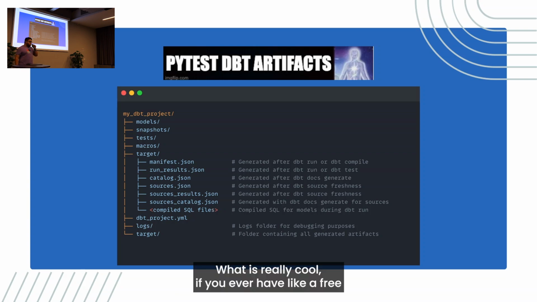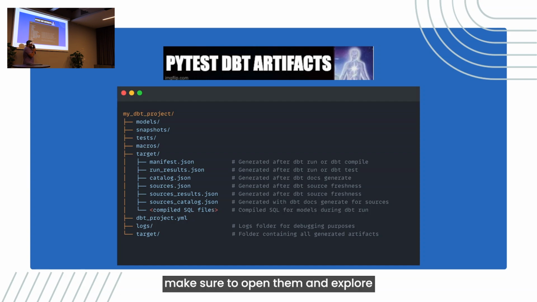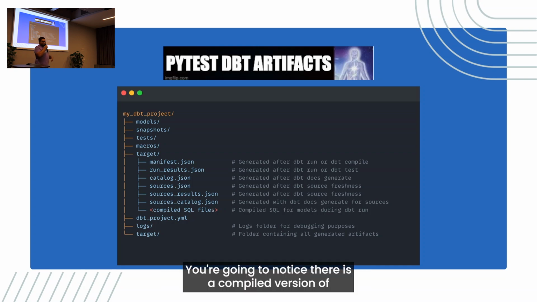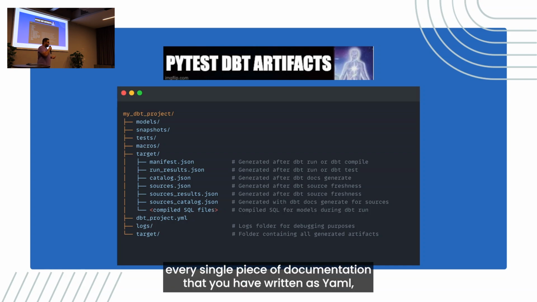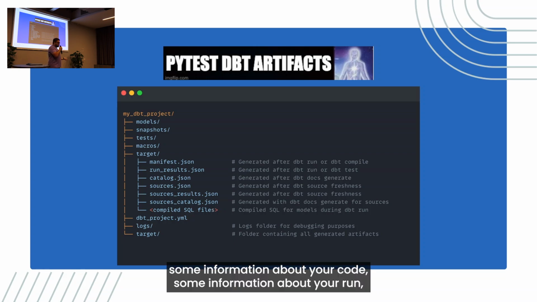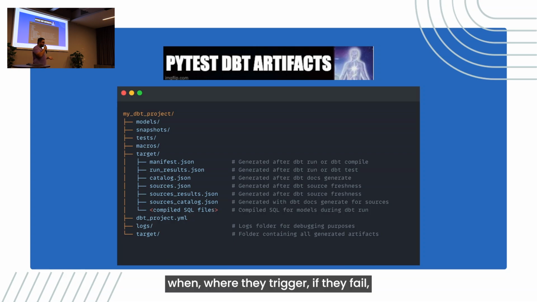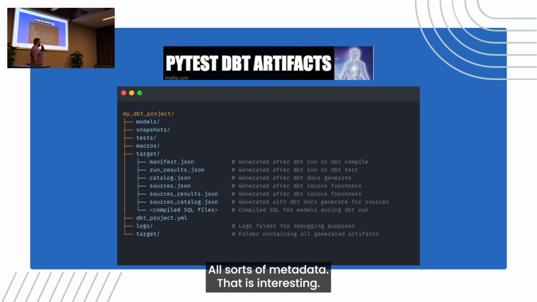What is really cool, if you ever have like a free 7 days of time, make sure to open them and explore all of the information that you can find in those JSON files. You're going to notice there is a compiled version of every single piece of documentation that you have written as a YAML, some information about your code, some information about your run, which is quite interesting, like how long models take, when were they triggered, if they fail, by whom, all sorts of metadata that is interesting.